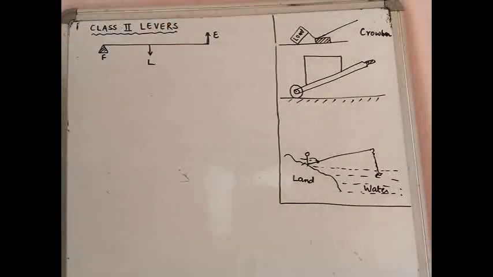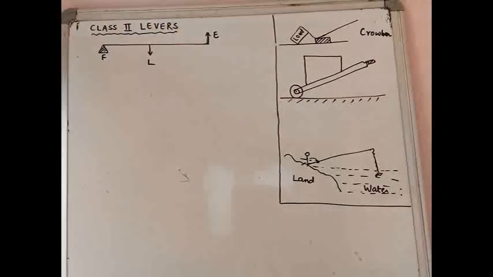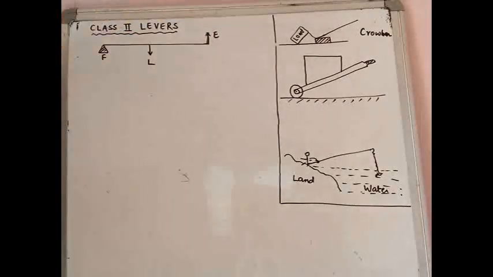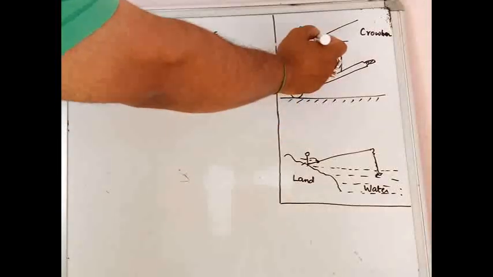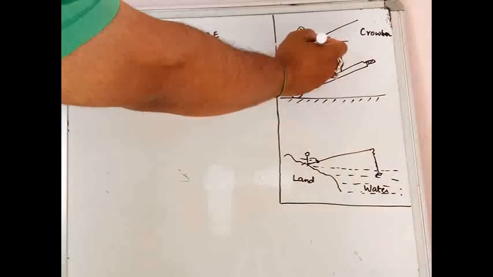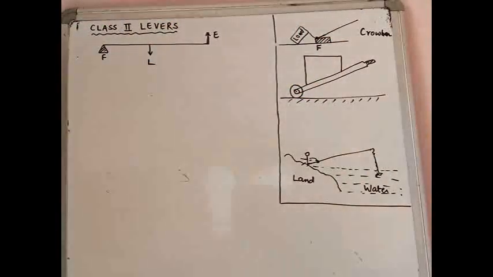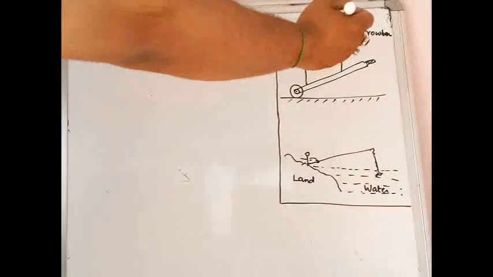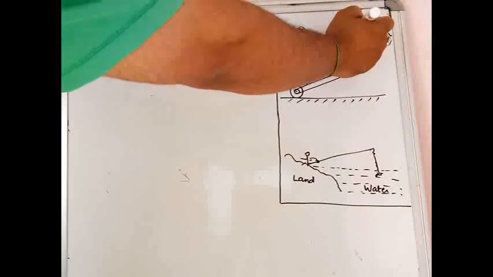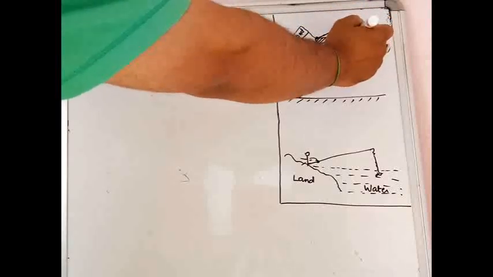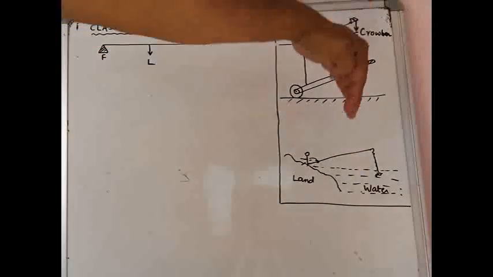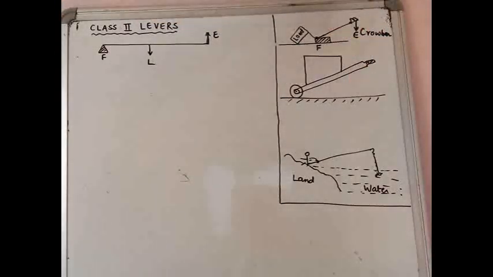Now we will try to identify what class of lever it belongs to. For that we will have to mark the positions and the directions of F, L and E in this particular diagram. If you notice carefully, it is this part that is not moving, so we are going to call it the fulcrum, because that's the fixed point about which this thing has to be moved. Your hand will be somewhere at this end, so this is your effort point. If you want to lift this load up, you will have to press the crowbar with your hand at the other end, downwards like this.